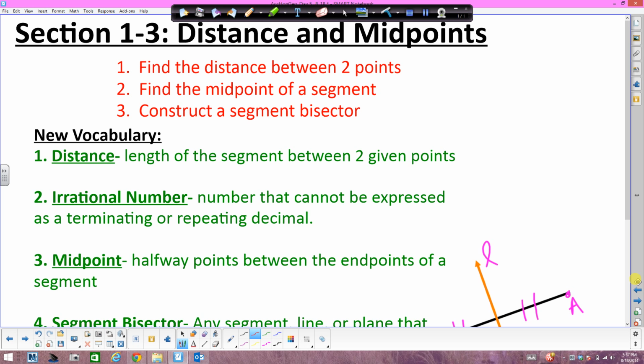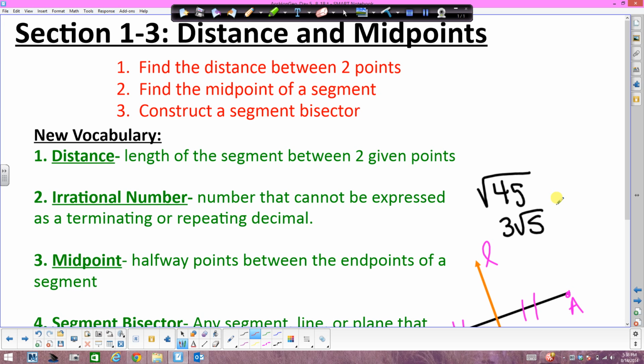And when we're doing problems that involve the distance formula, a lot of times we get irrational numbers, and those are numbers that can't be expressed as a terminating or repeating decimal, and typically these are square roots that cannot be simplified. So like the square root of 45, which we can simplify to 3 square root 5, but that's as far as we can get, and it can't be simplified any further, so that's irrational.